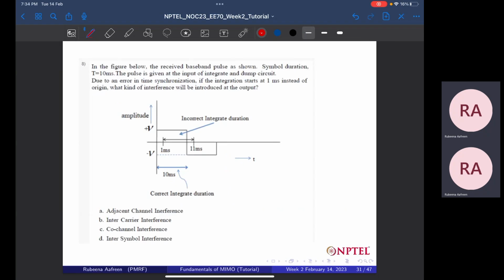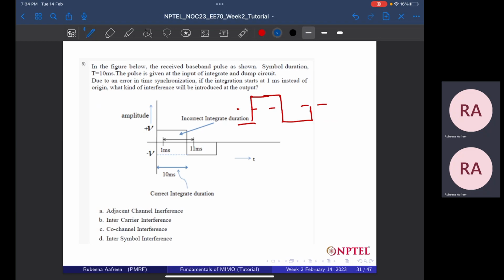This question is very nice. In this question, the symbol duration is 10 milliseconds and the pulse is given at the input of an integrate and dump circuit. So basically matched filtering is happening. Here it is saying that there is an error in time synchronization. Normally we assume that there is perfect synchronization for the matched filtering to happen, because otherwise it will give false results, which we will see now. So if the integration starts at 1 millisecond instead of the origin, so usually what we have is that, suppose this is the pulse that is given.